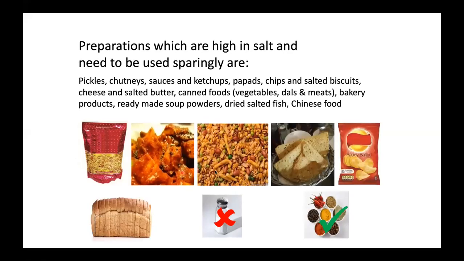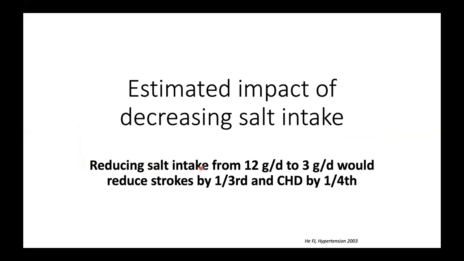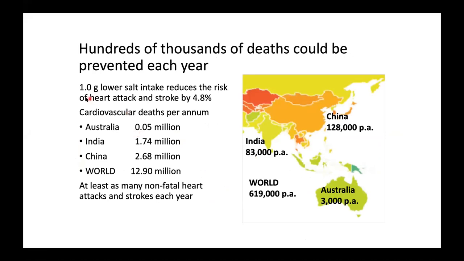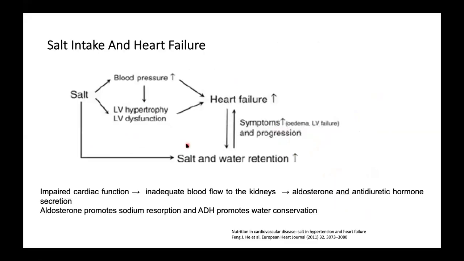And then you know all the rich sources of sodium, and I'm not going into detail, but important to note, when you reduce the salt intake from 12 gram per day to 3 gram per day, it reduces the risk of stroke by one third and coronary heart disease by one fourth. So that is the impact of salt intake. And if you just reduce salt intake by 1 gram in the population, the risk of heart attack and stroke can be reduced by 4.8%. Just 1 gram lower salt intake. And in India, that can prevent almost 1.74 million deaths per annum.